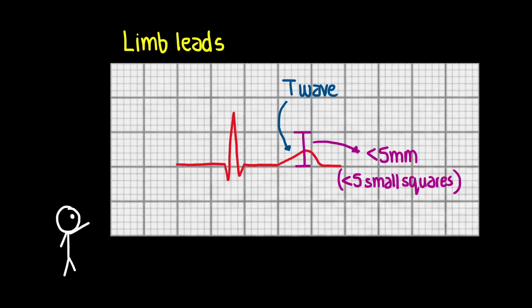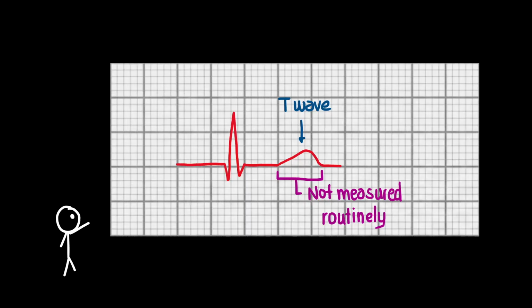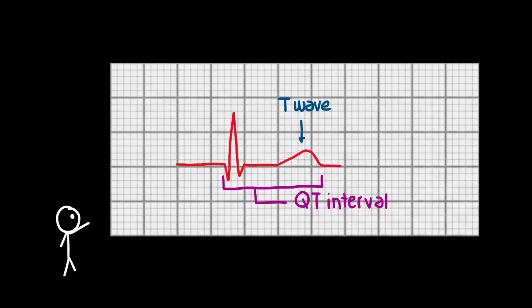The T wave amplitude should be less than 5 millimeters in limb leads, which is 5 small squares, and less than 10 millimeters in chest leads, which is 10 small squares. Duration is not routinely measured independently. It is captured as part of the QT interval. What matters most about the T wave is its shape, direction, and symmetry, not just its height.